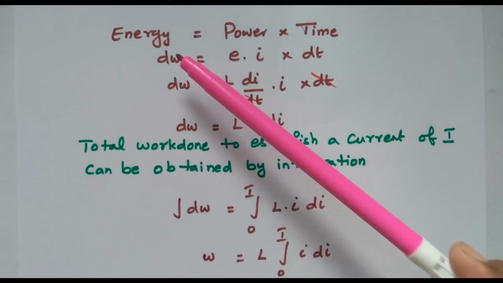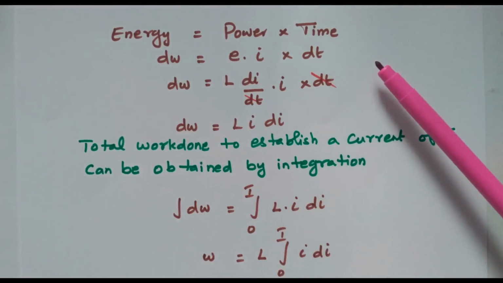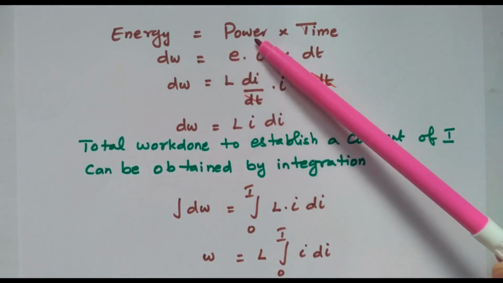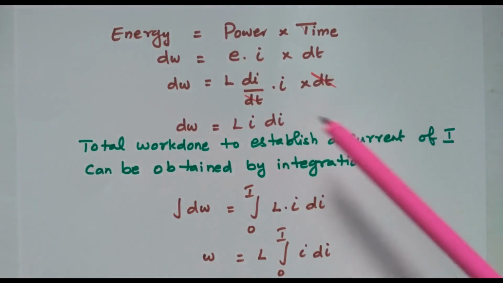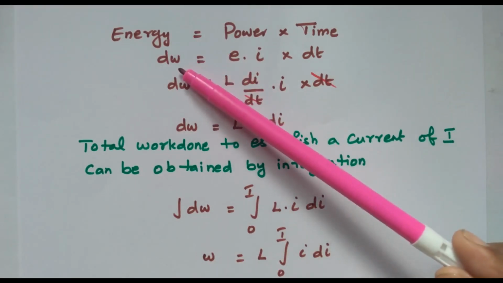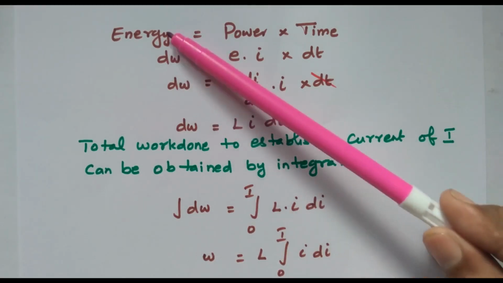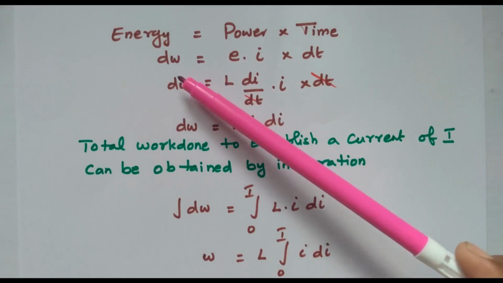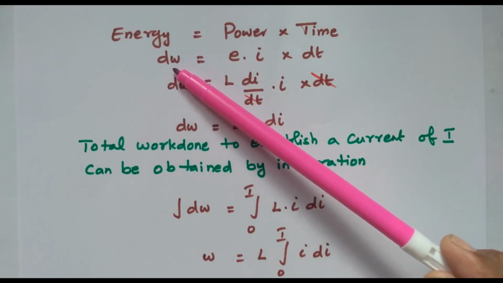So the energy is given as power into time. The general formula for energy is nothing but power multiplied by time. This energy is equal to the work done. Just now we discussed the work done is equal to the energy. So the energy is represented as dW, work done. This dW represents the work done by small current. By integrating, we'll get the total work done.